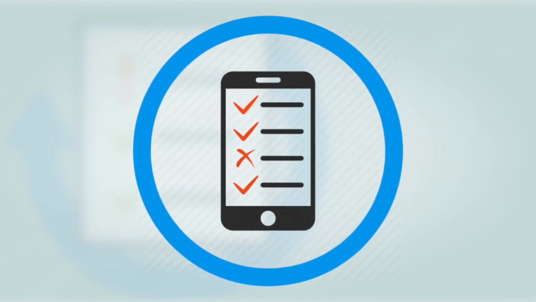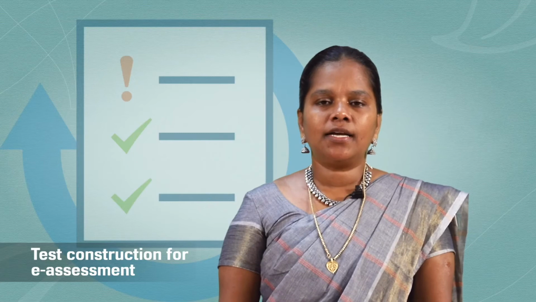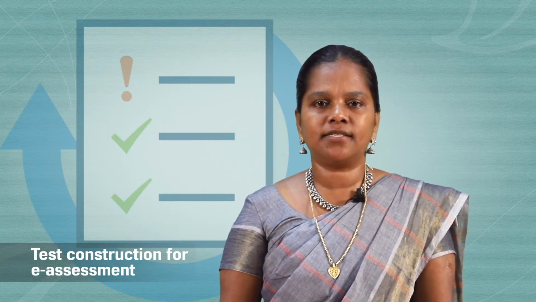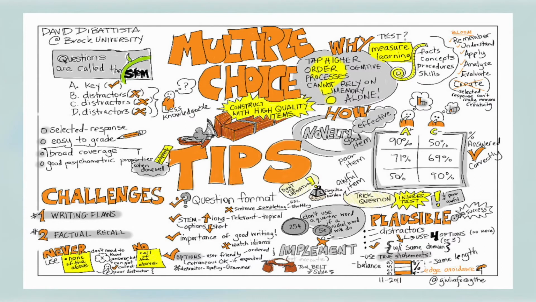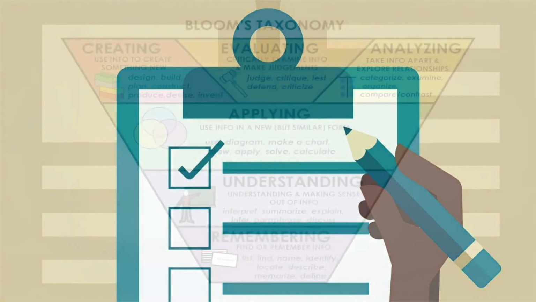Most of the time, we use objective questions in e-assessment in the form of MCQ, that is, multiple choice questions. Constructing good multiple choice questions is not an easy task. If it is well constructed, it can be used to assess both higher order and lower order thinking skills. There are certain things we have to look into during the construction of MCQ.